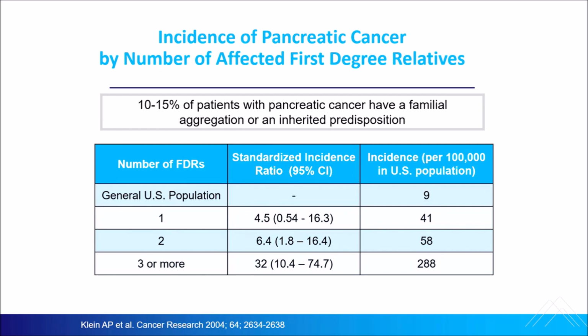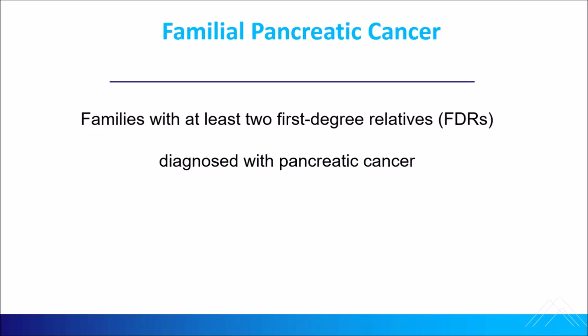A first-degree relative is someone who's just one step away from you on the family tree. So that's a mother, a father, sister, brother, or sometimes even a child. And it turns out, if you have one first-degree relative, the standardized incidence ratio for developing pancreatic cancer is about 4.5. But if you look at the confidence interval, it's both very wide and crosses 1. And so this is not statistically increased, and it's probably a pretty heterogeneous population. But once you have 2 or more first-degree family members with pancreatic cancer, then your risk of pancreatic cancer is significantly increased. And this has come to be known as familial pancreatic cancer.